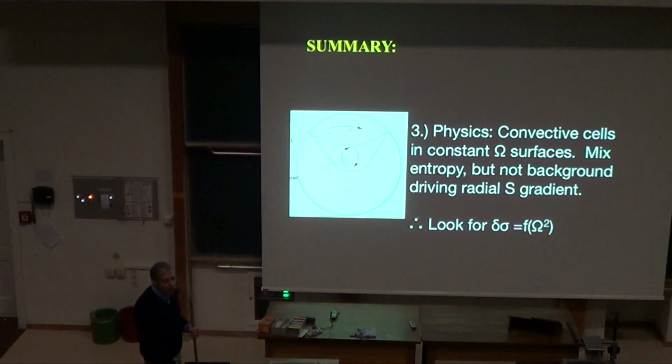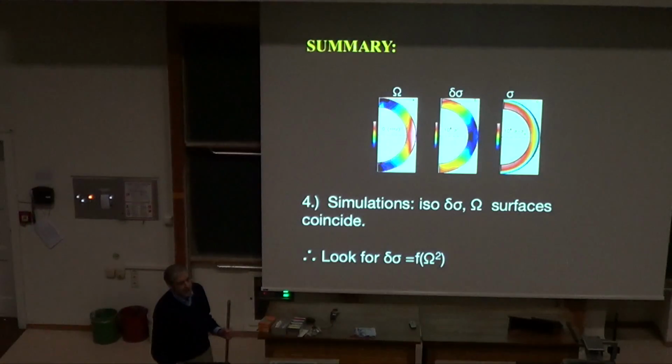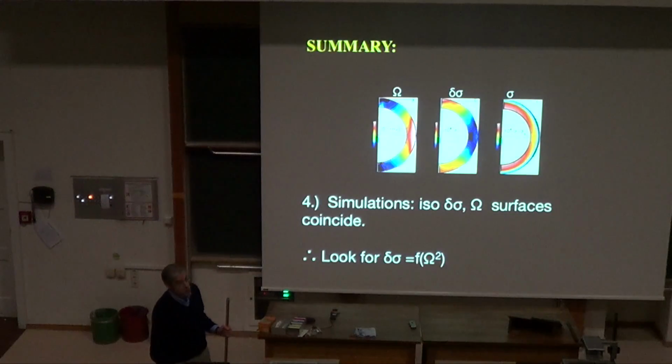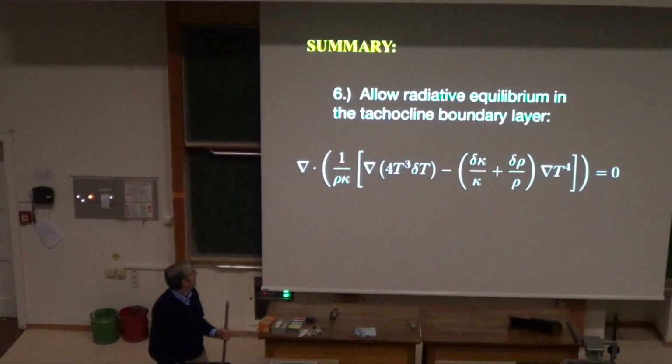There are physical arguments. Convective cells like to live in constant omega surfaces. That's conservation. Simulations indicate that this is what is going on if you just look at the results, since they actually plot the residual entropy. This can be plugged into an equation that you can actually solve. And then you can also come to the problem the other way and allow radiative equilibrium to take over and ask what kind of solutions are consistent with that. Every one of these roads leads to the same result. So I think we have a handle on what's going on.